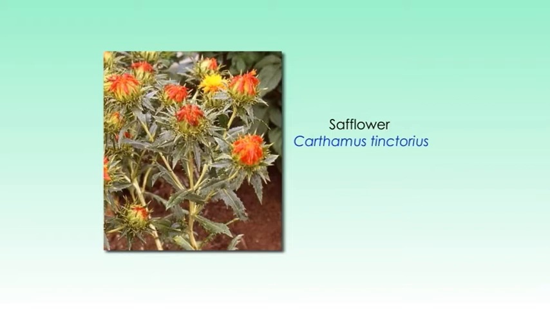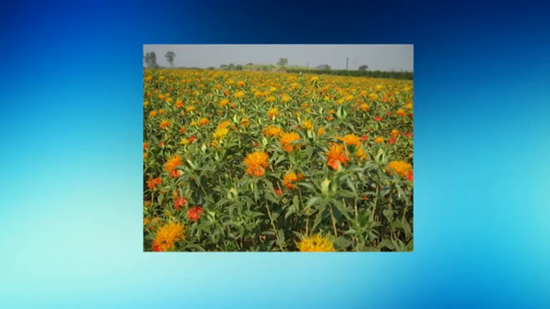Our topic for discussion today is cultivation method of safflower. Safflower, that is Carthamus tinctorius, is a highly branched, herbaceous, thistle-like annual plant that belongs to the family Compositae. It is commercially cultivated for vegetable oil extracted from the seeds. Plants with globular flower heads having yellow, orange, or red flowers.